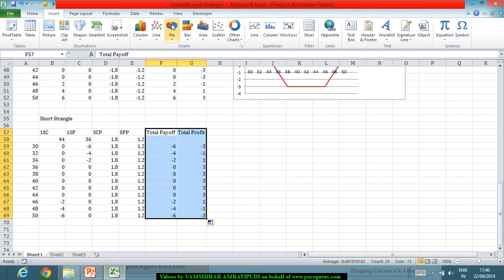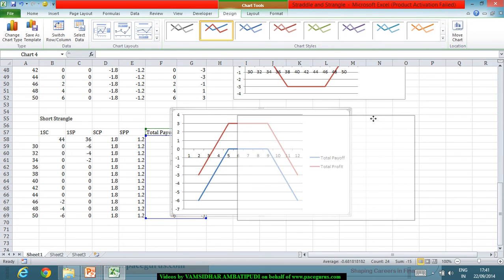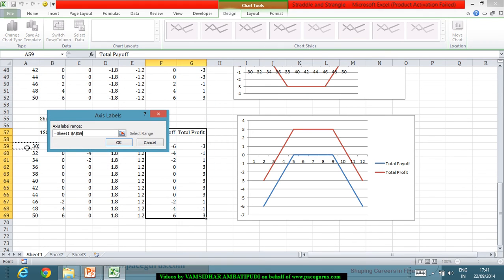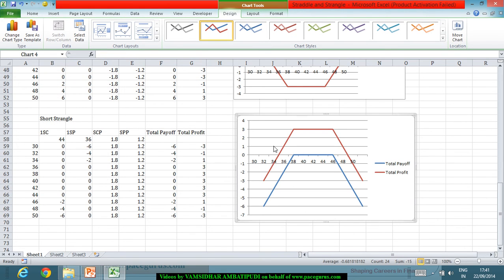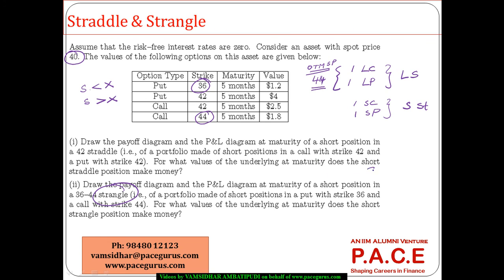Which means when I'm trying to plot my graph for the payments, this is what comes out for the payoffs as well as the profitability position in case of a short strangle. A short strangle in our case is going to make some money as long as the market price is lying between this and this. So what is that number? If you are seeing here, it is somewhere around 33, and on this side it is somewhere around 47. So from 33 to 47, the short strangle is going to make some kind of money.